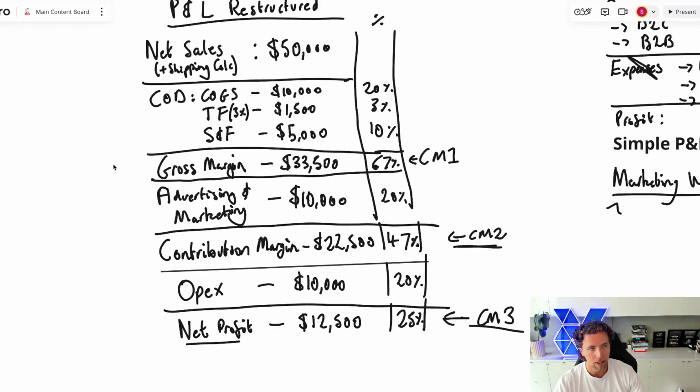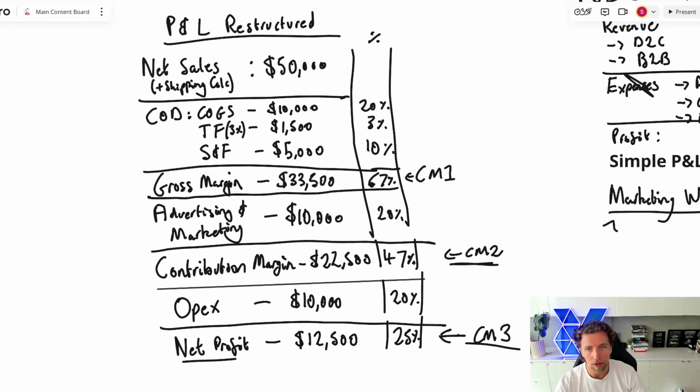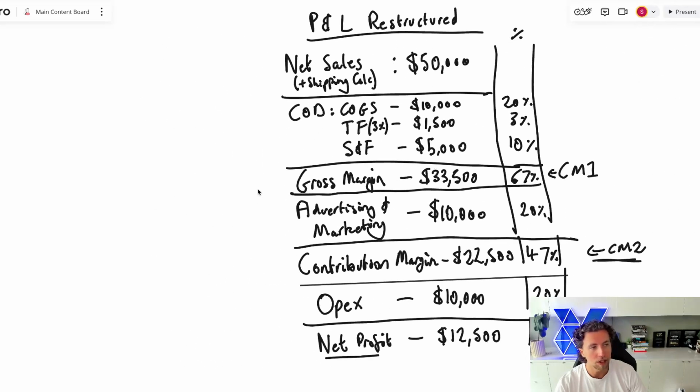And so when we're zooming out, we're going to move over into an Excel sheet in a moment so you can see what this looks like in a lot cleaner fashion without my handwriting. This is what the P&L should look like, and this is how you should be looking at it: you have net sales up the top. You then have cost of delivery, which gives you a gross margin figure. You then have your advertising and marketing, which gives you a contribution margin figure. You then have OPEX, which takes you down to net profit.